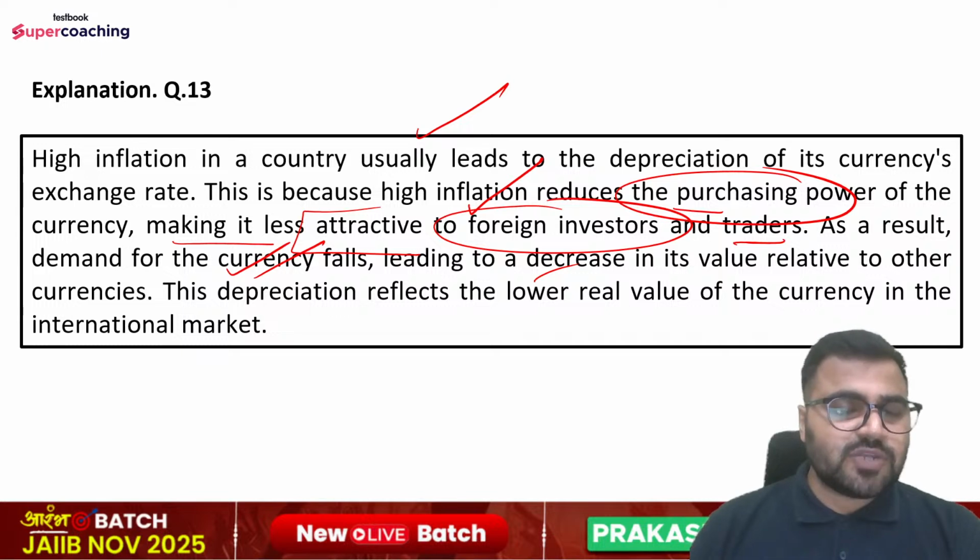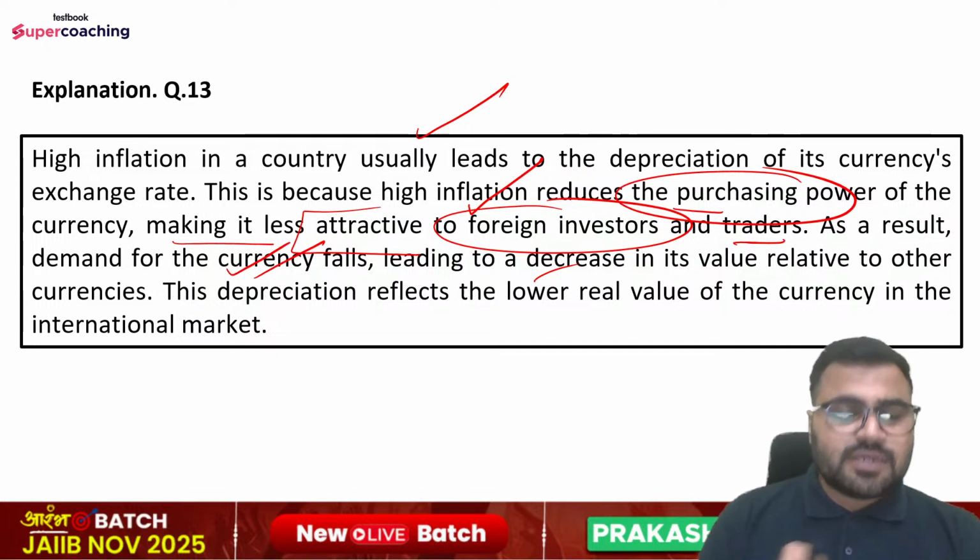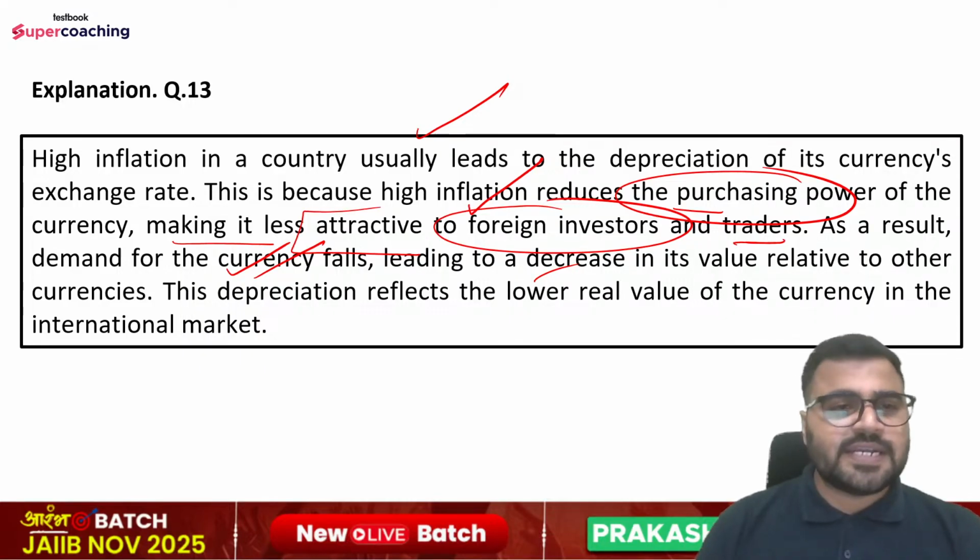So this is what is actually happening. Basically, the demand for dollars is increasing, and that is why the demand for rupees is going down. That is why our currency is depreciating here.